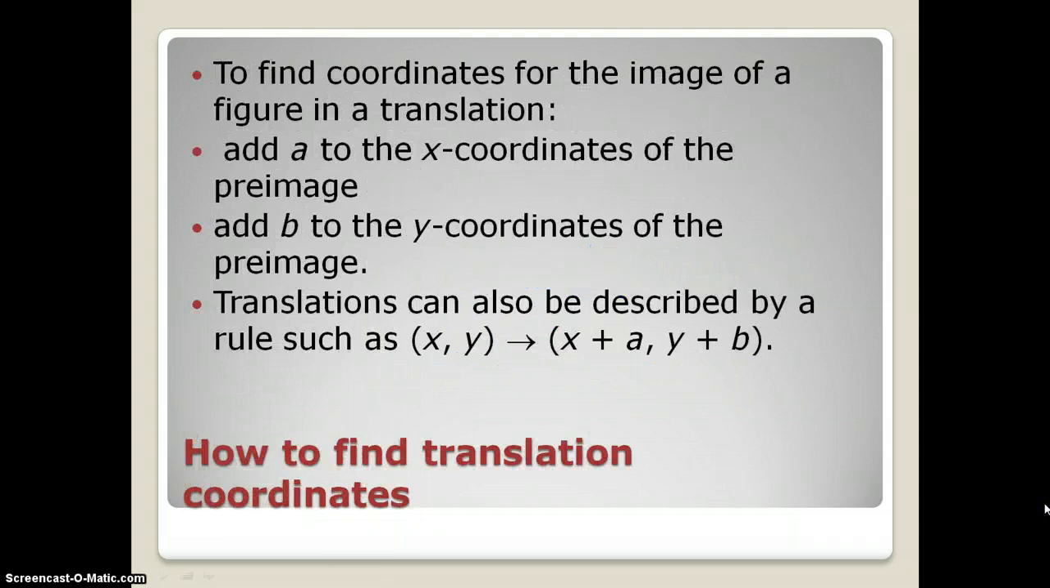To find coordinates for the image of a figure in a translation, you should add A to the x coordinates of the pre-image, add B to the y coordinates of the pre-image. Translations can also be described by a rule such as (x, y) mapped onto (x plus A, y plus B).